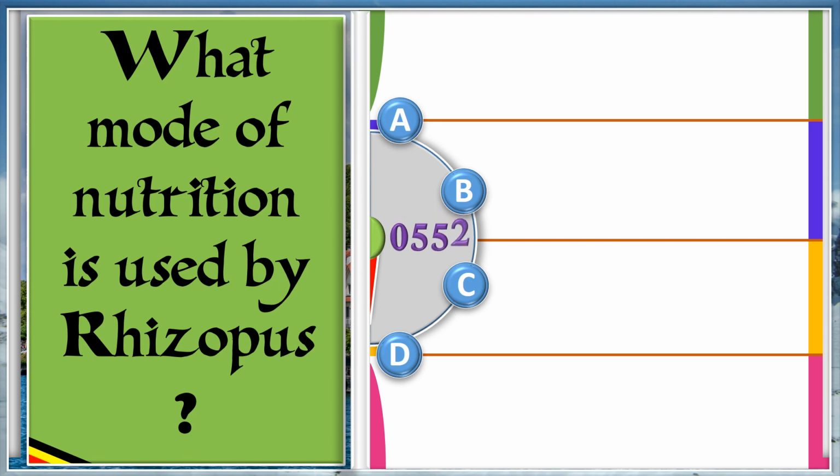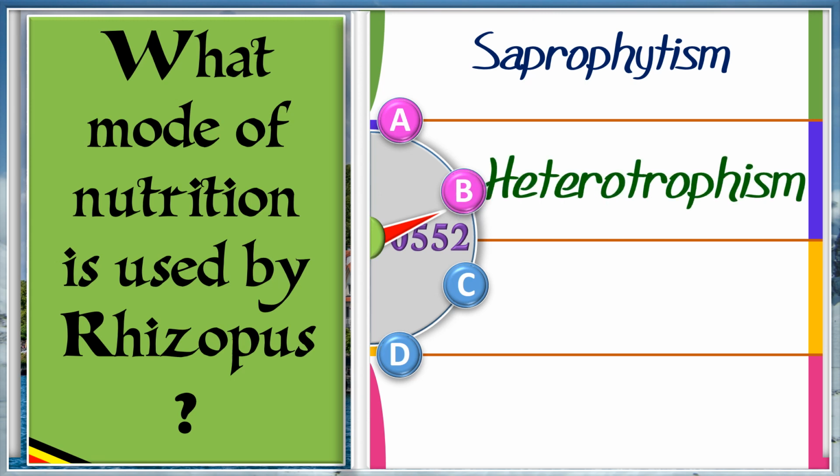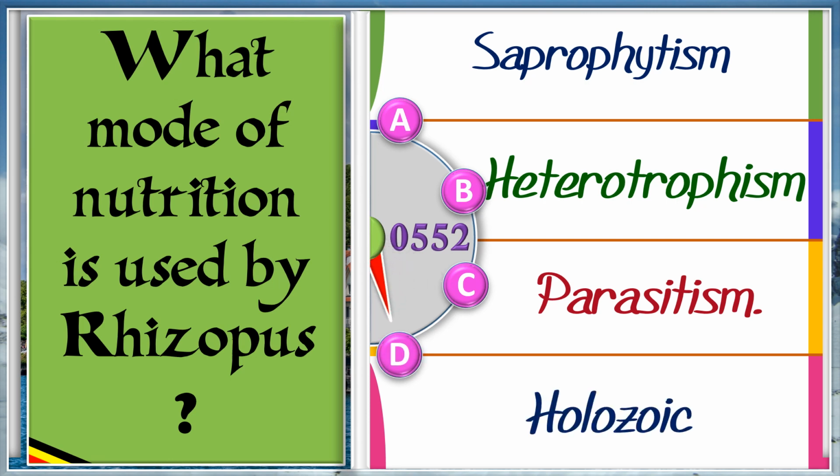What mode of nutrition is used by Rhizopus? A. Saprophytism. B. Heterotrophism. C. Parasitism. D. Holozoic. And the answer is A. Saprophytism.